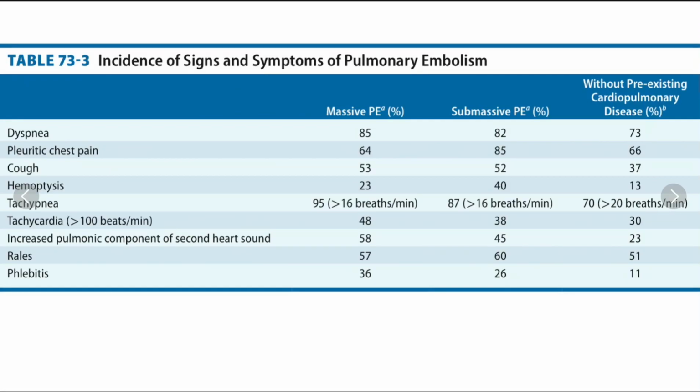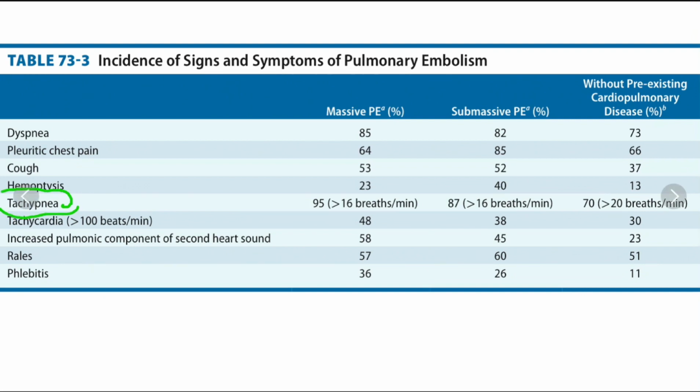Then comes the incidence of signs and symptoms of pulmonary embolism. They are telling that tachypnea is the most common. In massive pulmonary embolism, it occurs in 95% of cases. In submassive pulmonary embolism, in 87% of cases, and without pre-existing cardiopulmonary disease, in 70% of cases. Tachypnea is very, very common. The most common sign is tachypnea, so we should remember this.